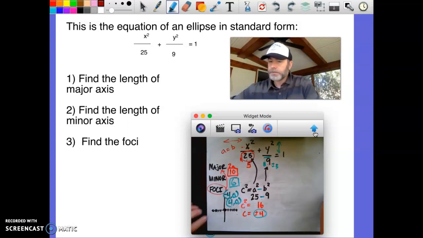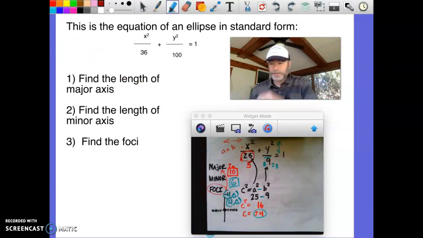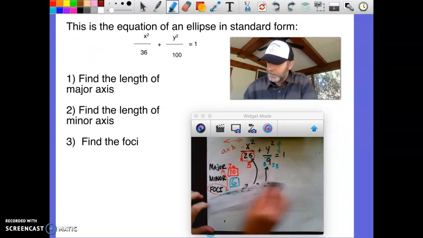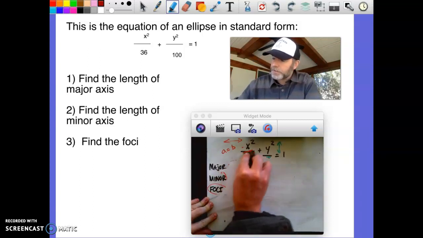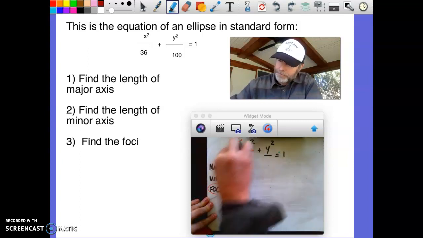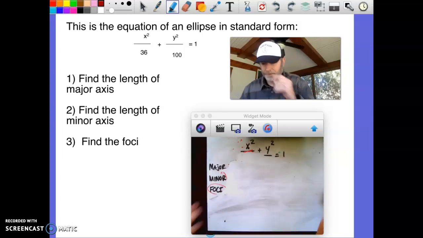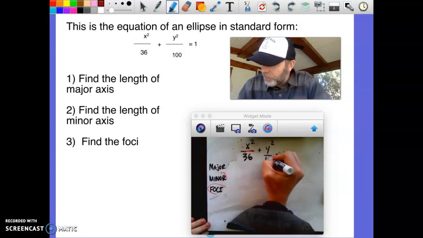Okay, so let's do a similar problem here. Let's just repeat our steps and see how we do. So we'll change up some things. Still want to find all of these. We'll keep this centered at the origin. This looks like it's going to be an ellipse that gets switched, more of a vertical ellipse. Equation, we got a 36 under here, 100 here.